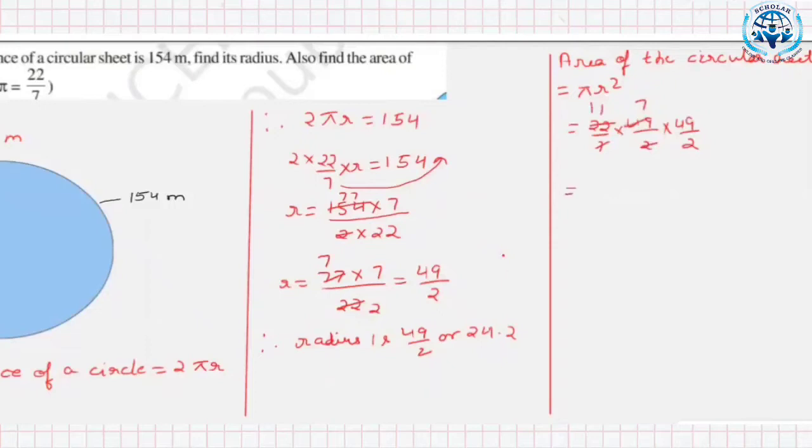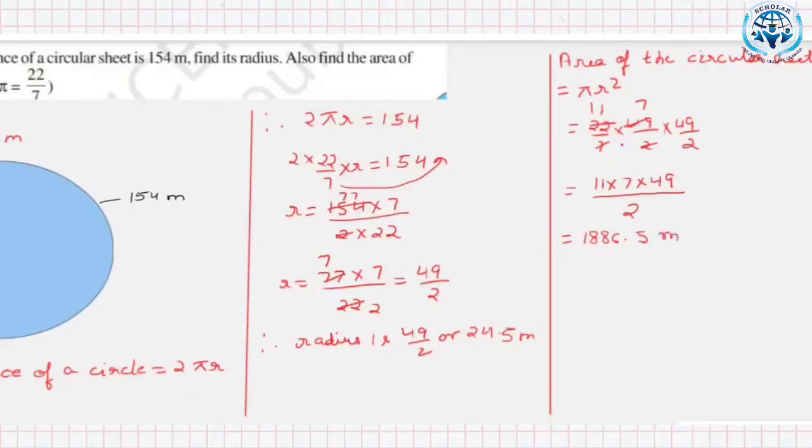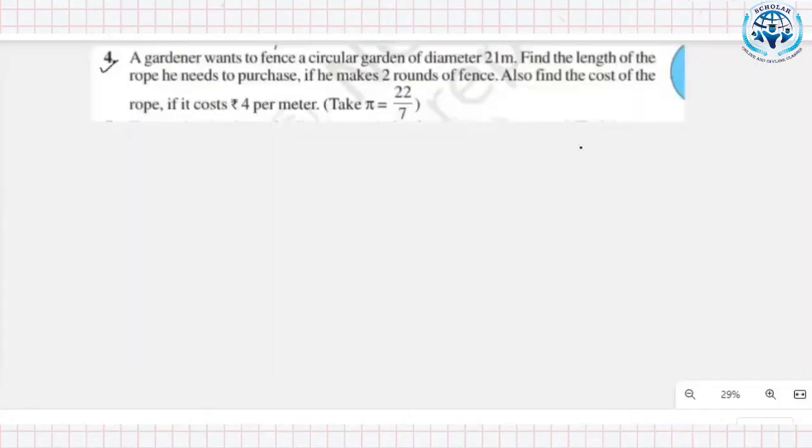Area of the circular sheet is 1886.5 meter square. Question number 4 is, a gardener wants to fence a circular garden of diameter 21 meter. Find the length of the rope he needs to purchase if he makes 2 rounds of fence. What will you do in this? This is a circular garden.